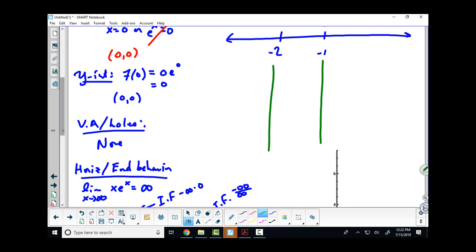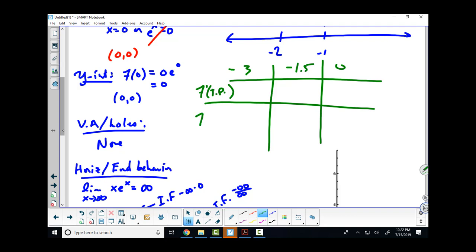All right, what do we do next? What am I doing here? Zach? Test points. Okay, so let's pick -3, -1.5, and 0. We're going to plug them into the first derivative. And we'll plug them into the second derivative. Okay. Folks, at this point, you should be doing that part on your own. Okay.